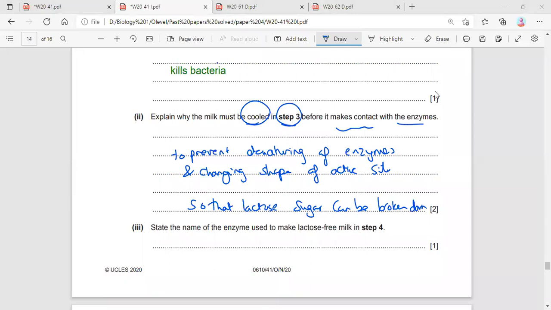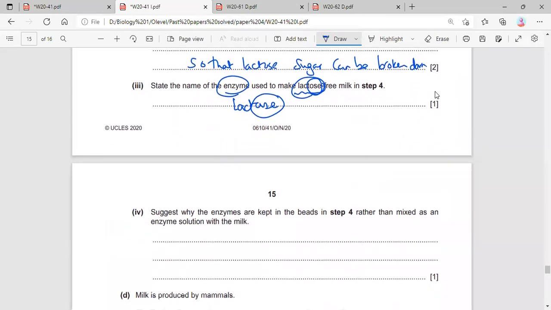State the name of the enzyme that is used to break down lactose. It will be lactase enzyme. Remember that anything that ends with -ose is a sugar. Anything that ends with -ase, A-S-E, is an enzyme.